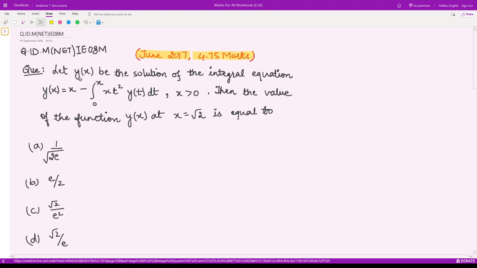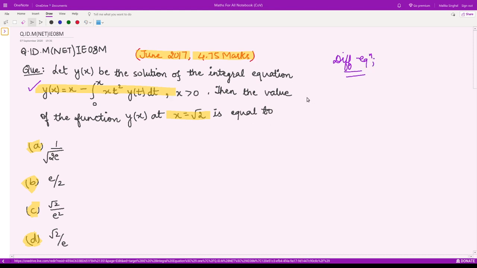The question is, let y(x) be the solution of the integral equation. This is the given integral equation, which is of Volterra kind, of the second kind. Then the value of the function y at x equal to square root of 2 is equal to which of these? You can solve this by various methods. I am solving this equation by converting it into the corresponding differential equation. So let us do that.